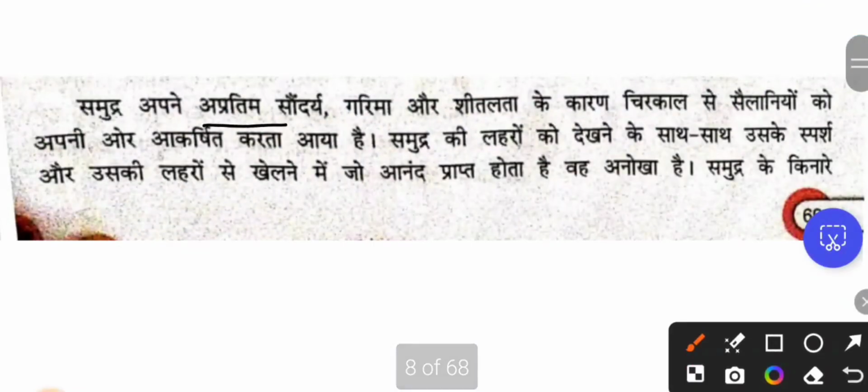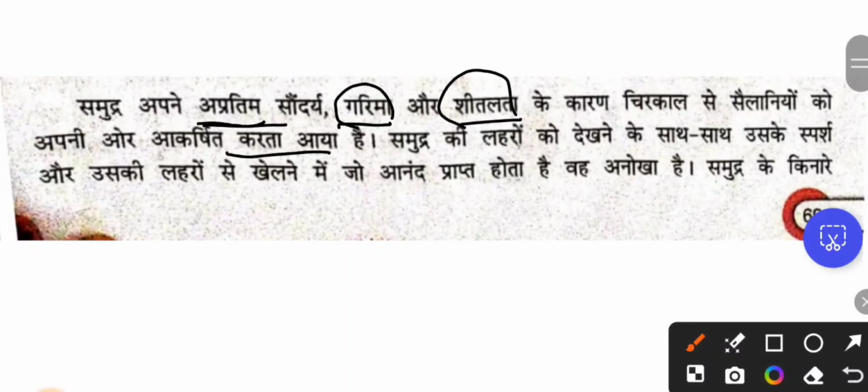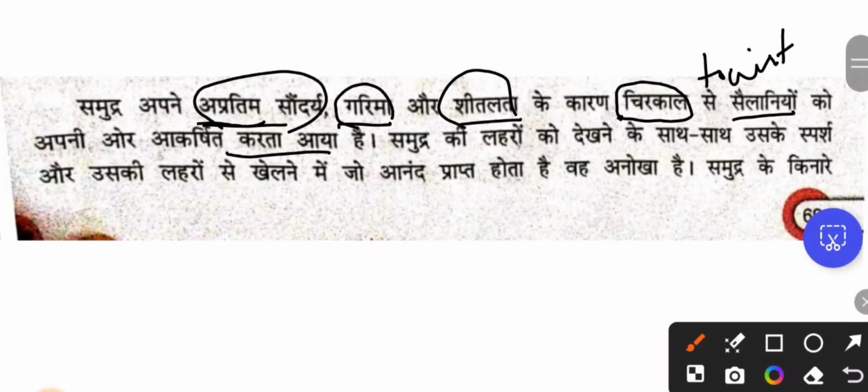समुद्र अपने अप्रतिम सौंदर्य, गरिमा, शीतलता के कारण चिरकाल से सैलानियों को अपनी ओर आकर्षित करता आया है. So the ocean with its unmatched beauty, apratim means unmatched beauty, garima is the majesty, and shitalata is coolness. So with the unmatched beauty, with its majesty, with its coolness, always, all the time, chirkal se always, sailani means tourists. So it has attracted the tourists. See, the people will get attracted to visit some places where there is ocean. So because of its unmatched beauty, majesty and coolness, it has always attracted the tourists.